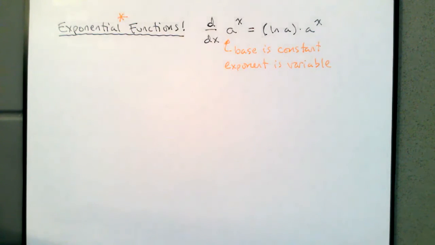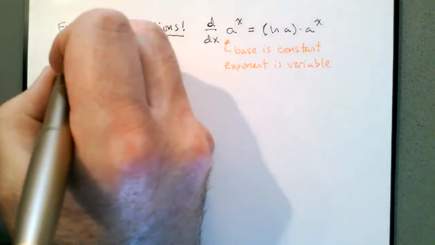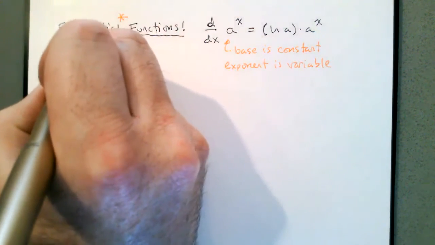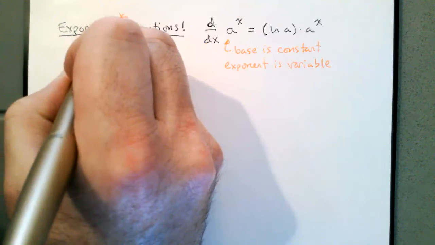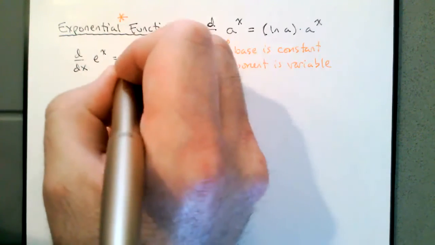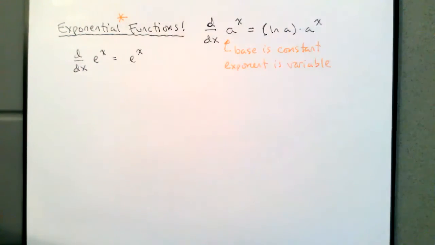The most important version of this is when the base is the base of the natural log. So if we have the derivative of e to the x, we just get e to the x. That's because the natural log of e is equal to 1. So an important version of this is that the derivative of e to the x is e to the x. Recall that the natural log of e is equal to 1.